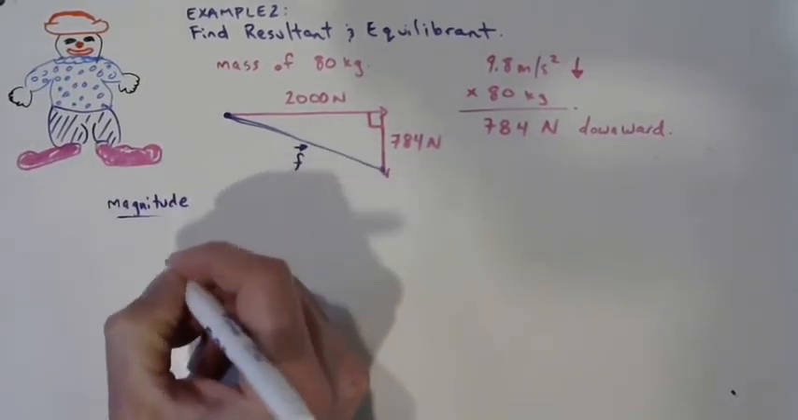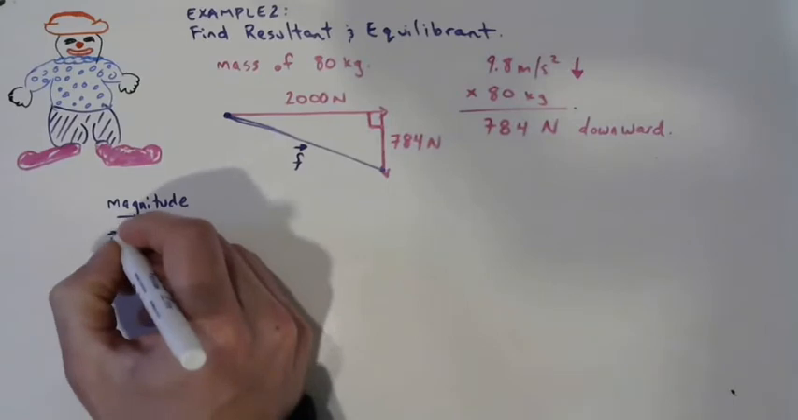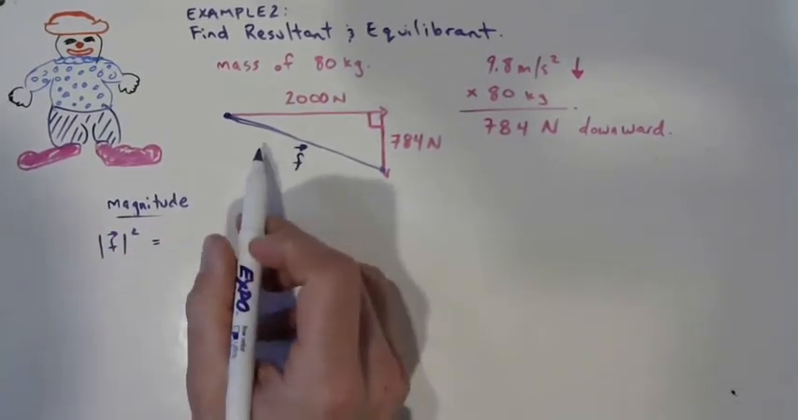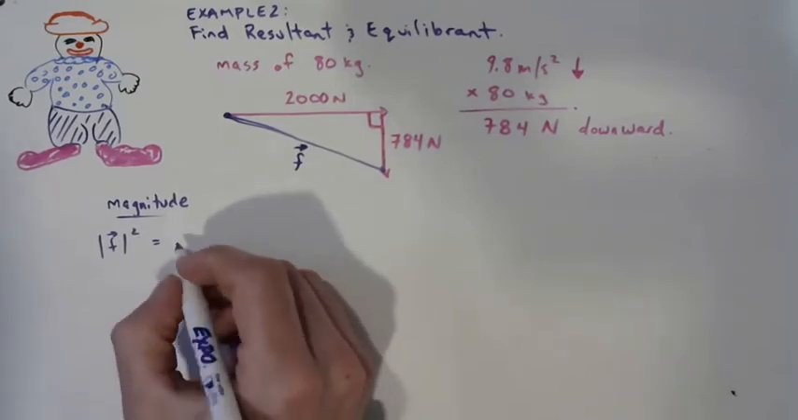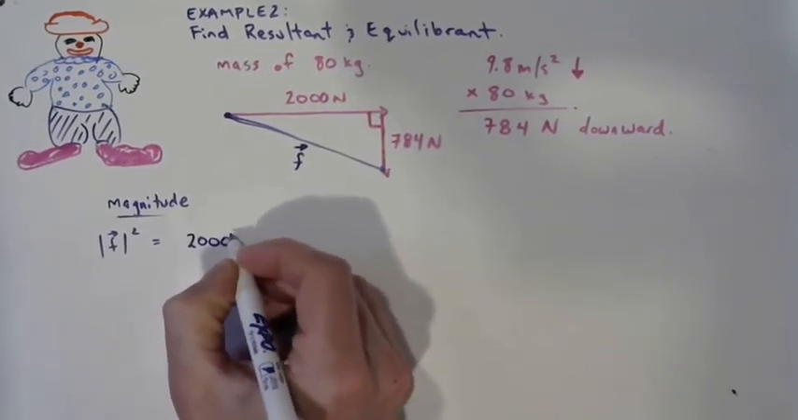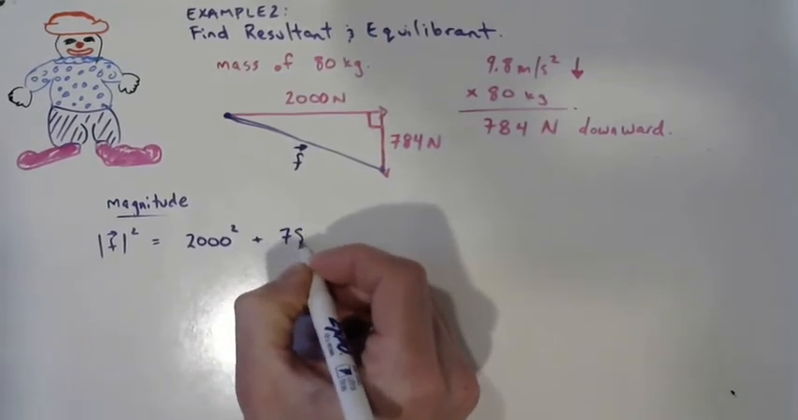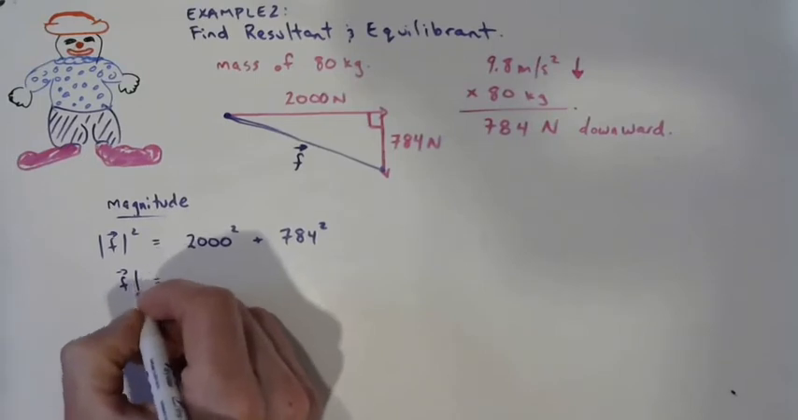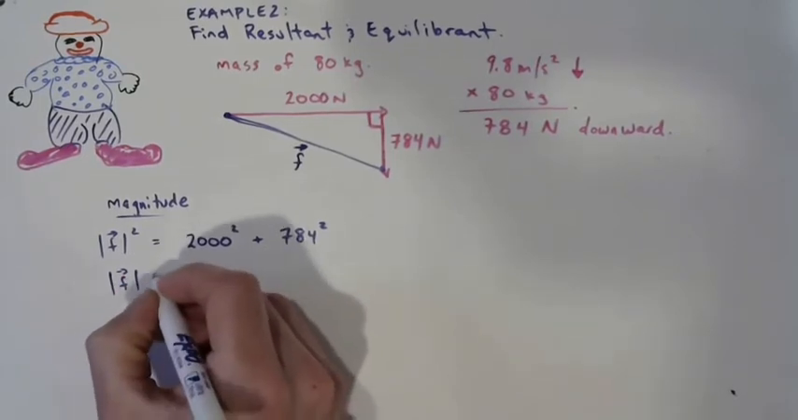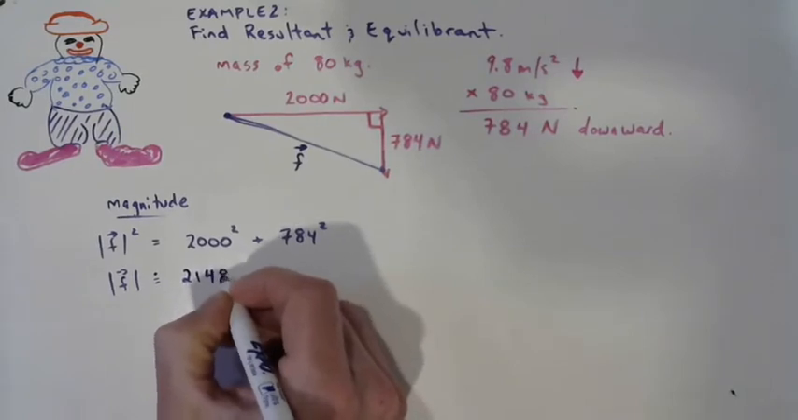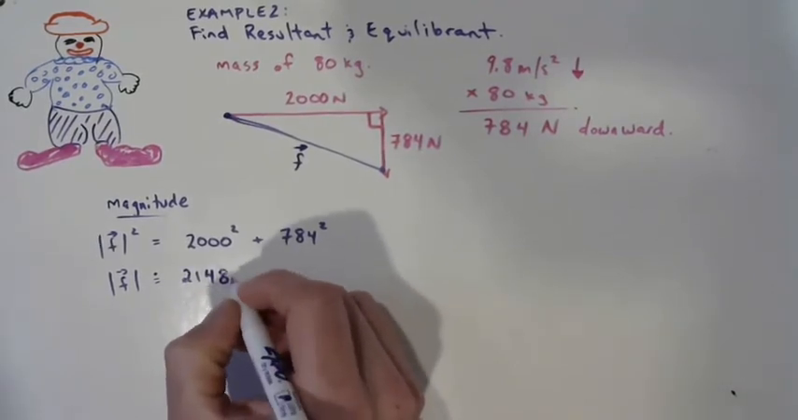And to figure out the magnitude of the resultant first, we're using, again, Pythagorean theorem. So we've got the absolute value of the resultant squared is equal to both sides squared. I'm just going to go ahead with our values, 2,000 squared plus 784 squared. Quick math on that. The magnitude of force F is approximately 2,148 newtons.